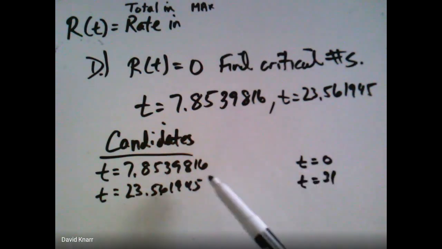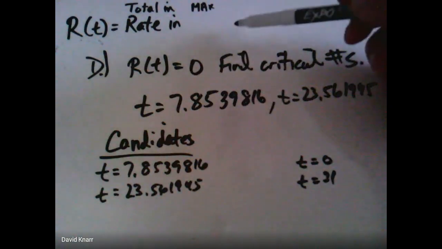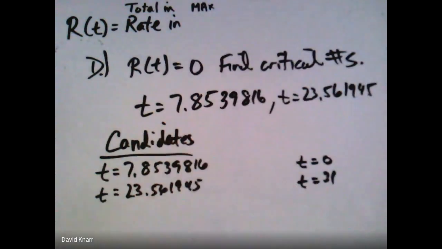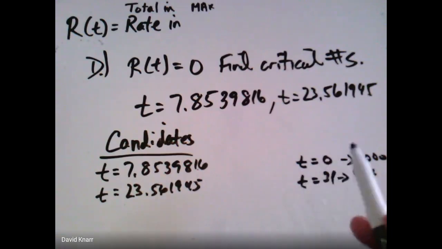To figure out which one gives the maximum number of mosquitoes, I would need to figure out how many mosquitoes there are on the island at each one of these values. Some of them are easy. At T equals 0, there's 1,000 mosquitoes. That's what it says at the beginning. At T equals 31, we did it in part C. The answer was 964. Okay, we just did that.